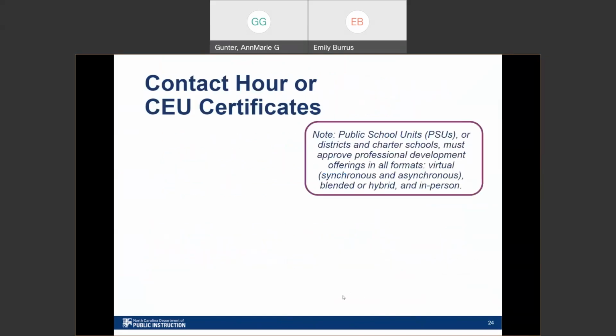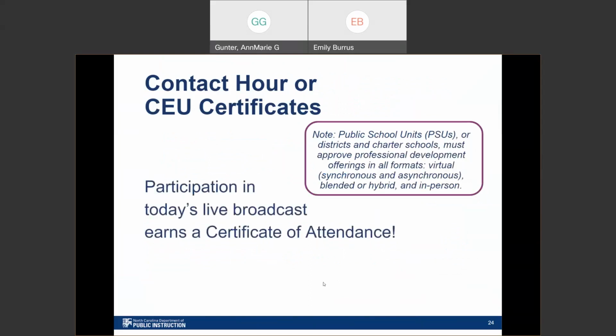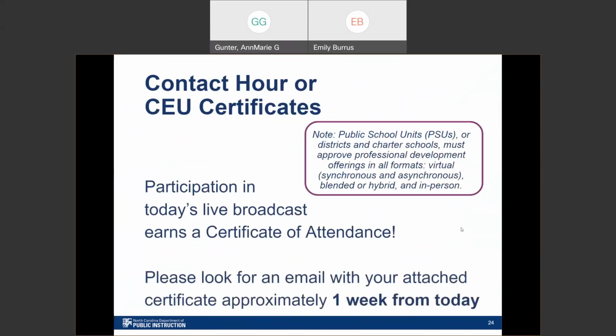Also, just a reminder, our contact hour or CEU certificates are coming. In North Carolina, as in many places, our public school units, which is our districts and charter schools, must approve professional development offerings in all formats. So participation in today's live broadcast earns that certificate of attendance, and you can look for an email with your attached certificate approximately 1 week from today. Sometimes we get it out a little bit faster, but we have to take a while to process our attendance report and activity report from the broadcast. But it should come to you through email.